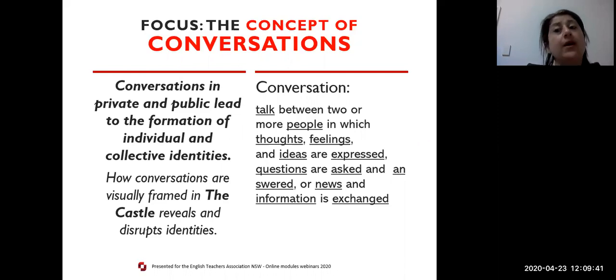And if we look at the castle and the people in the castle, we do have affirmations of identities where we thought this would be the case, and it was. But we also have people disrupting the Australian identity, or maybe even the gendered identity. And so that's what we're going to look at today. How do the conversations in private and how do the conversations in public shape language, thought and identity?